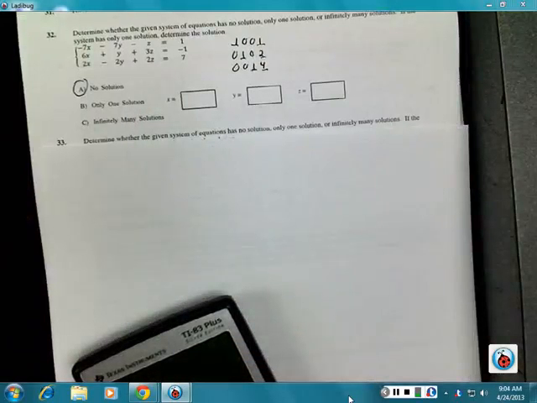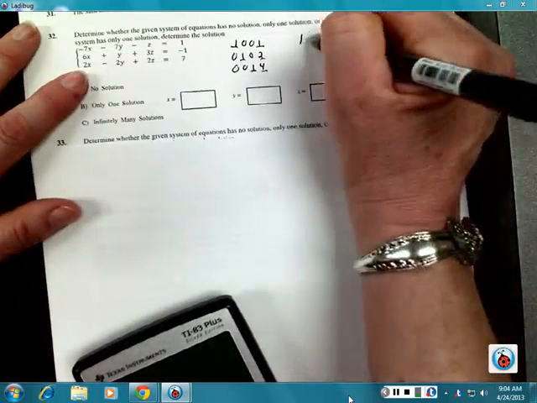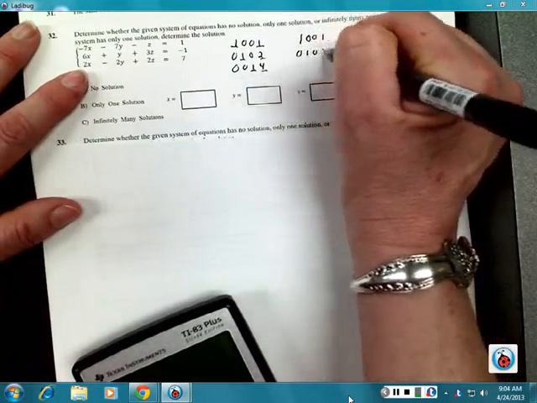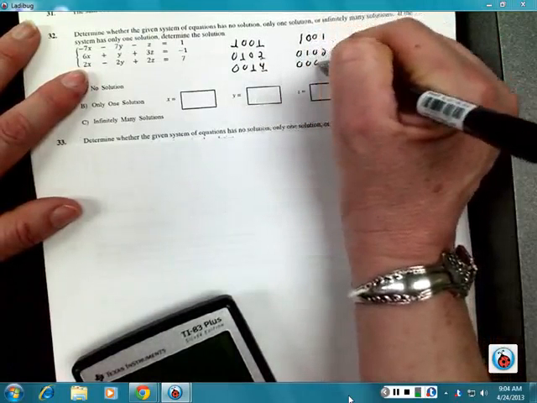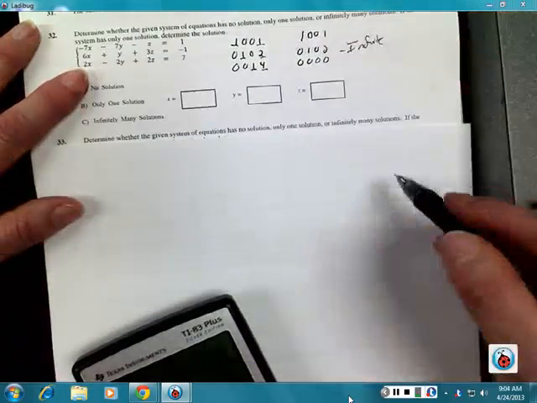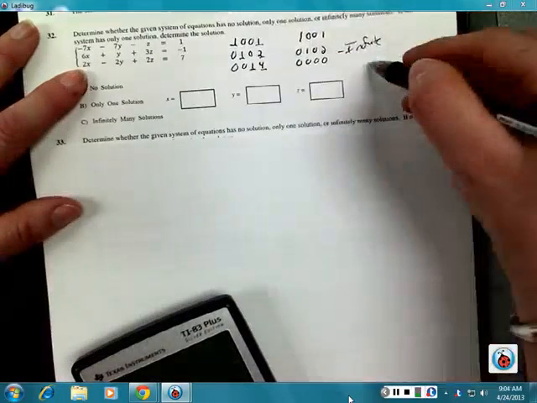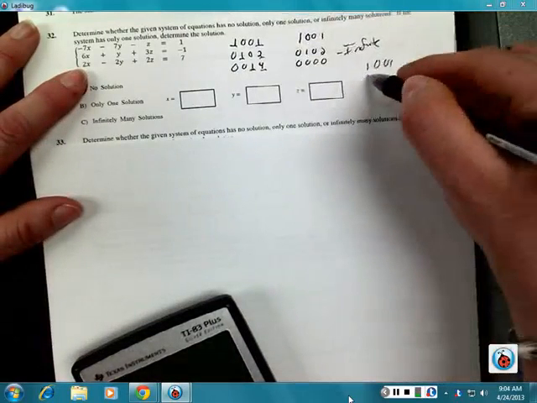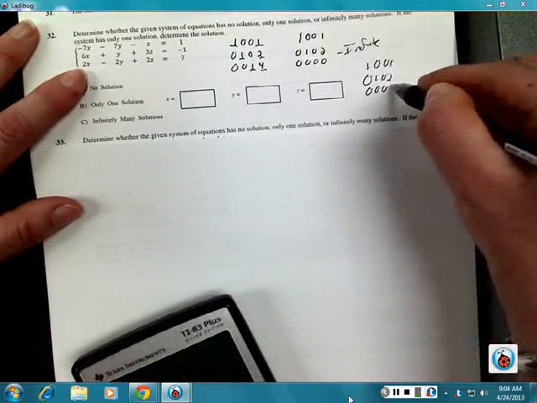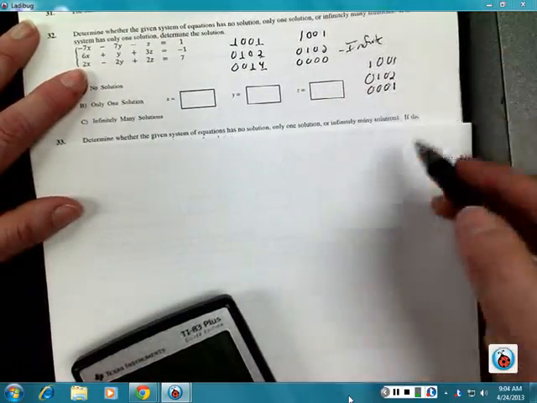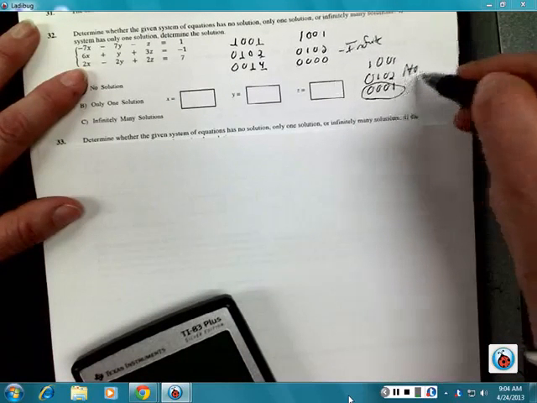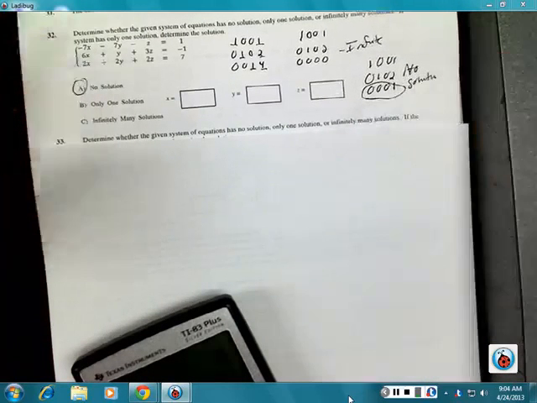But when you have all zeros, so if it came out as 1, 0, 0, 1, 0, 1, 0, 2, 0, 0, 0, 0, that's infinite. And when it comes out as 1, 0, 0, 1, 0, 1, 0, 2, 0, 0, 0, 1, or some other number down here, that means no solution. So you have no solution with that one.